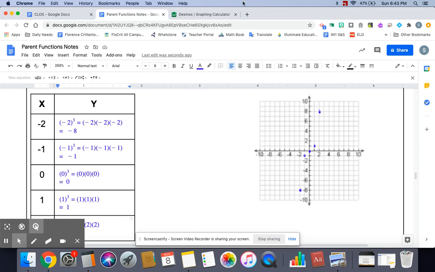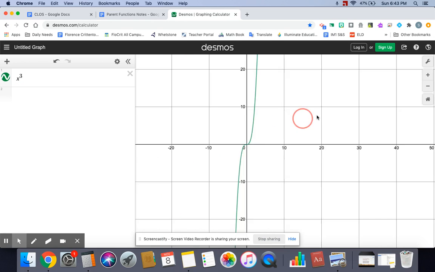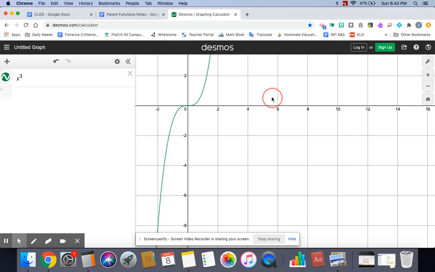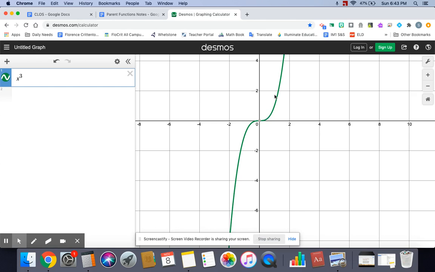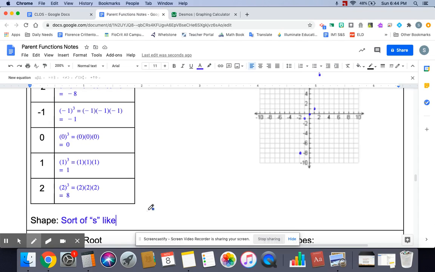So if I look over at Desmos so you can see the full graph, when I do x with an exponent of 3, this is the shape. See how it kind of right here curves up and curves down like this? It's kind of like a weird S almost. So the shape is sort of S-like. So I like to start in the middle and then curve up, and then start in the middle again and then curve down. And that's the best way I know how to make this shape.